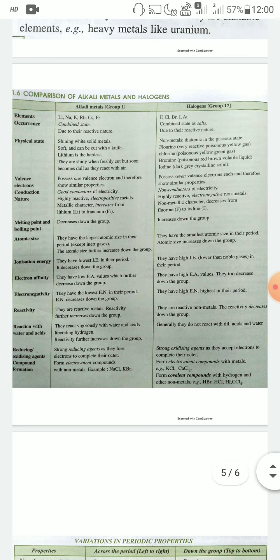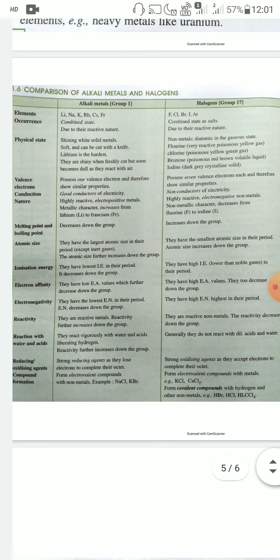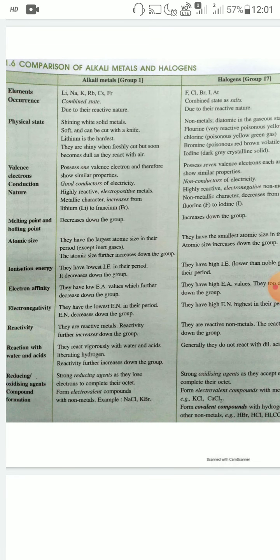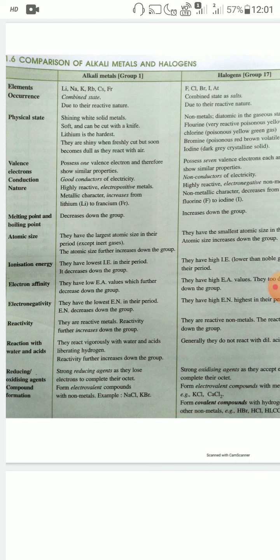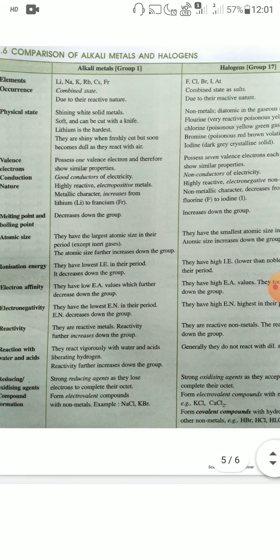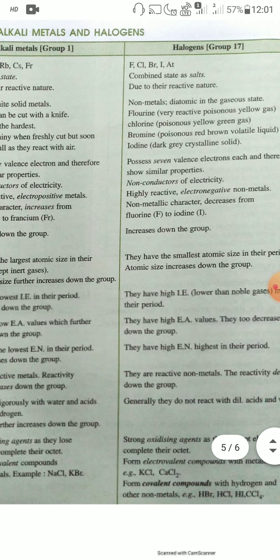And here is the comparison of alkali metals and halogens. Alkali metals means group 1 elements: lithium, sodium, potassium, rubidium, cesium, francium, except hydrogen in group 1. Halogens are group 17 elements, that is fluorine, chlorine, bromine, iodine and astatine. So let's see their similarity and dissimilarity. First, elements. I have already told which elements are in the case of alkali metals and halogens. You can see here again.